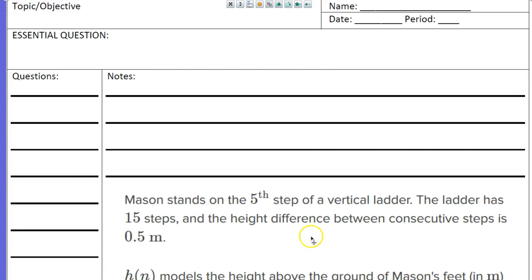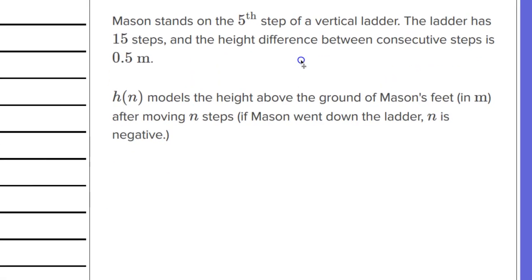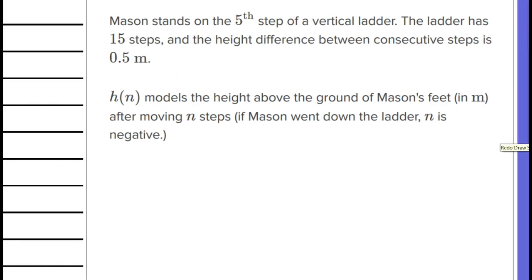So I've got my second problem over here. This one has more words, doesn't it? Mason stands on the 5th step of a vertical ladder. The ladder has 15 steps, so I have to draw a really complicated ladder here. So I'm going to draw the left side of the ladder and then the right side of the ladder. And he starts on the 5th step, and the ladder has 15 steps. So I need to draw a ladder that has 15 steps.